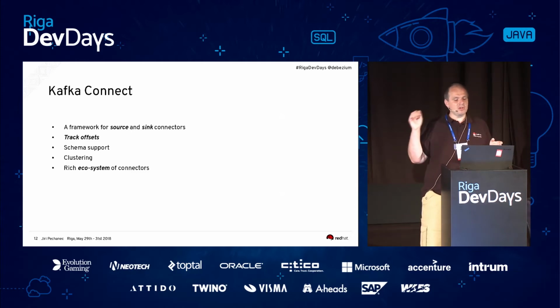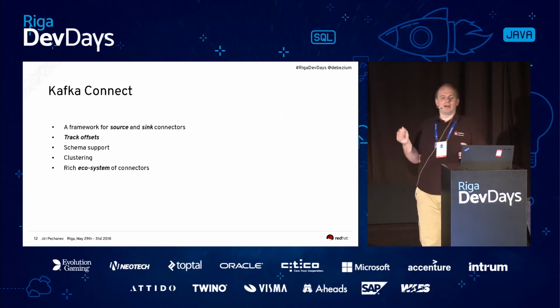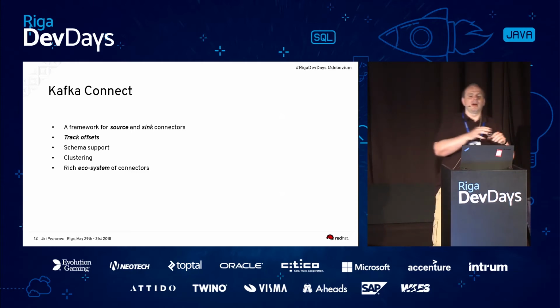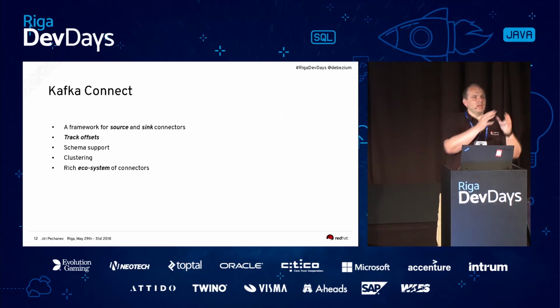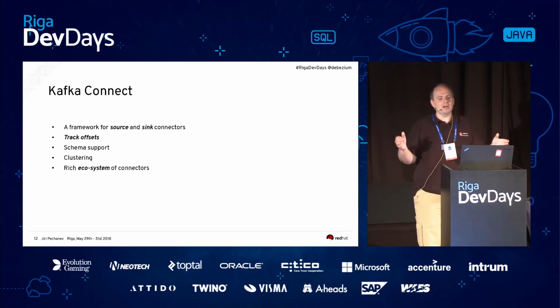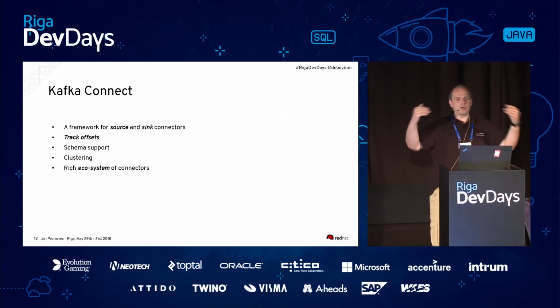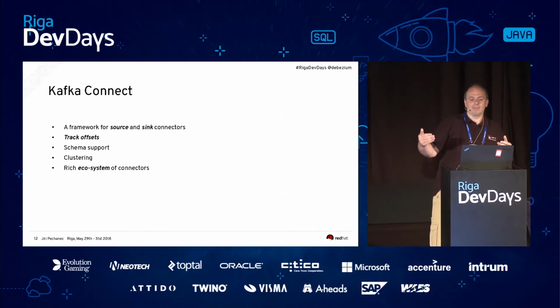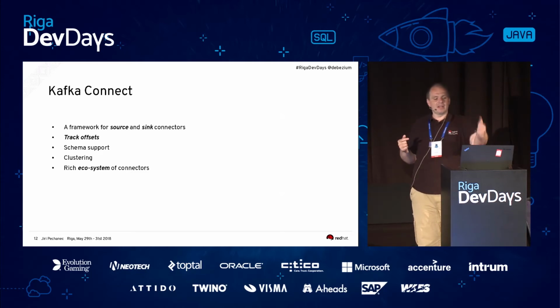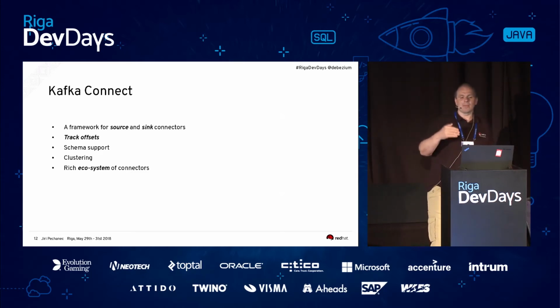Also, what is important is support for schema, because the data coming from a database is structured. A table consists of rows, which consist of fields, and fields are of some type. So we need to keep this information, this metadata, and that's what schema support is for.